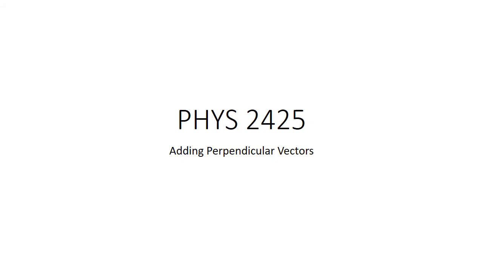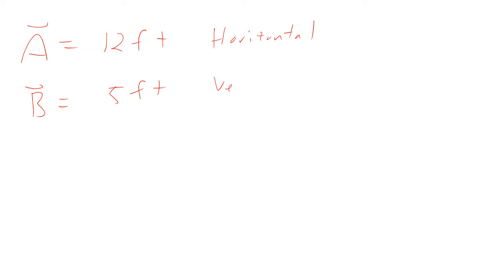So now let's consider adding perpendicular vectors. What do we mean by this? Let's consider vector A, and let's say that vector A is going to be 12 feet horizontally. Okay, so it's 12 feet horizontal. And then let's consider vector B, and let's say that vector B is going to be 5 feet vertical.